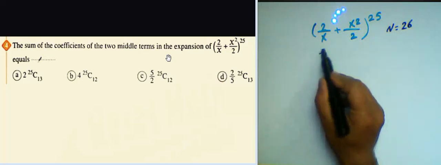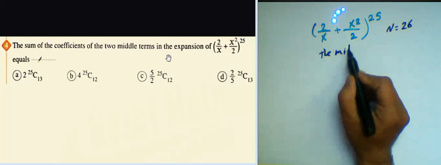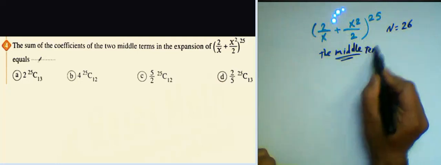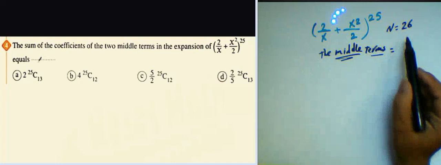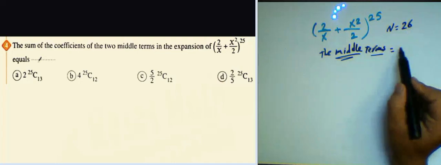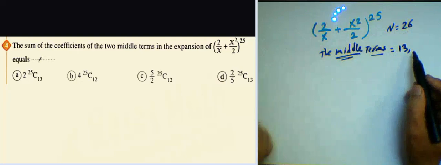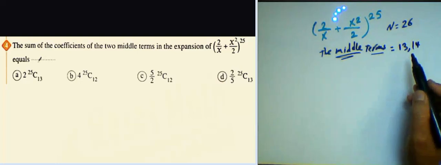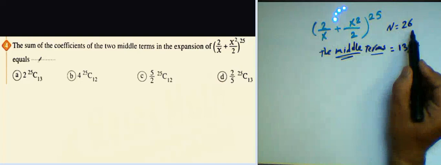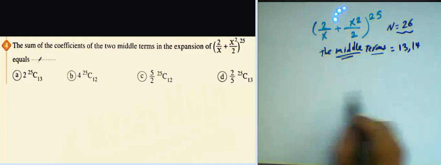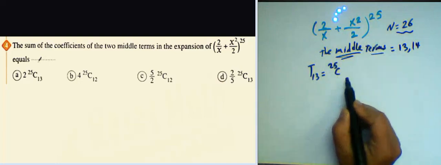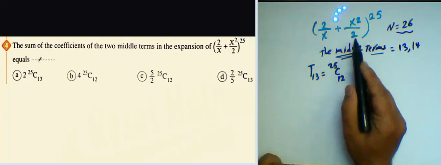So we can find the middle term here. The middle terms will be equal to what? We can divide 26 by 2, equal to 13, and write the term that comes after 13, it will be 14. So we have two terms in the middle because the number of all terms here equals 26. So we can write term 13 equal to 25 combination 12, write the second here x power 2 over 2.